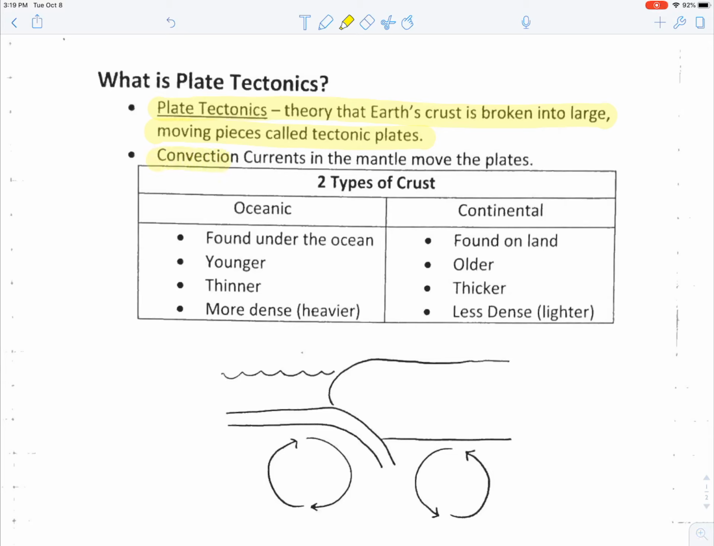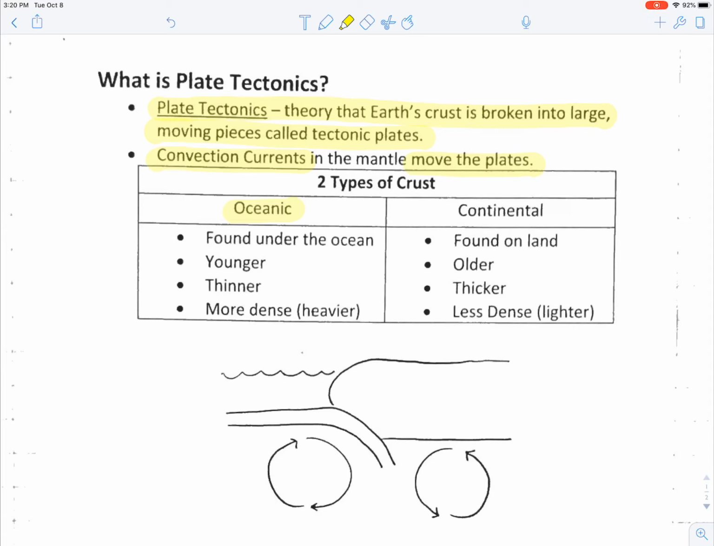The reason these plates move is convection currents in the mantle. So I'm going to highlight convection currents move the plates. When we talk about Earth's crust, that outer layer, there are two types of crust we need to be familiar with. The first one is oceanic.